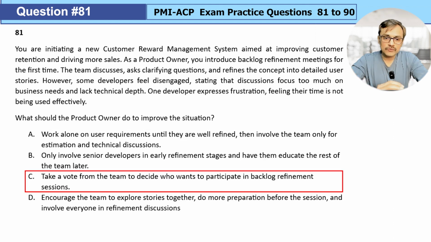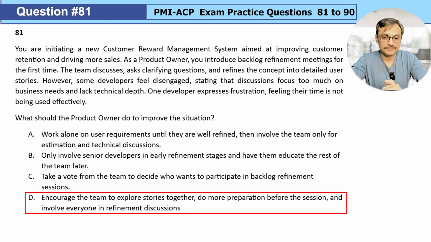Option C, take a vote from the team to decide who wants to participate in the backlog refinement session. So, it may look okay because you are giving them freedom. Whoever likes it can do it, but it is not optimal. The reason is, even if they don't want to, you need to educate them that everybody's engagement is needed because this is our joint work. Let's see the final option D.